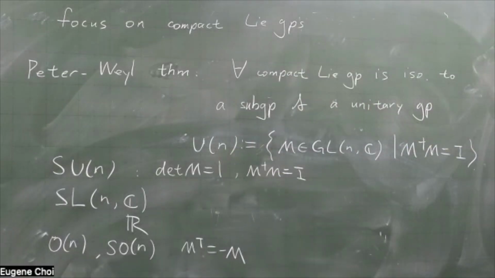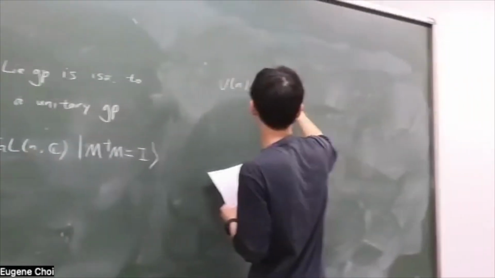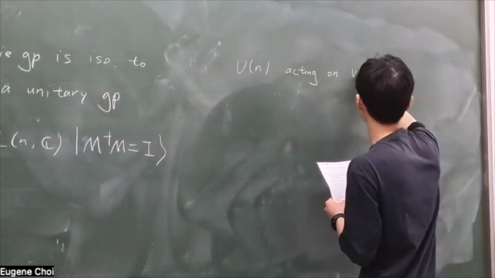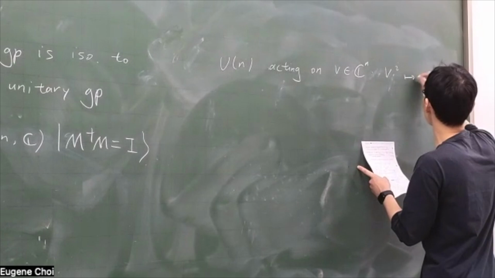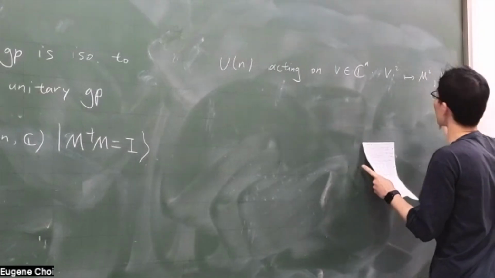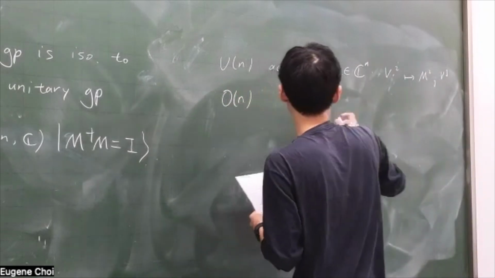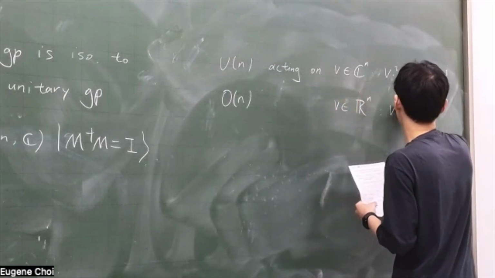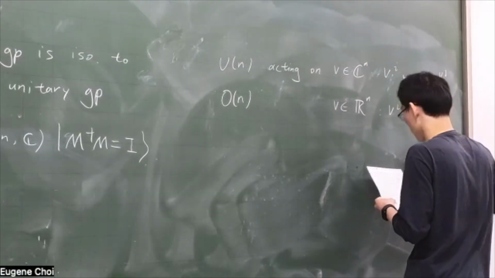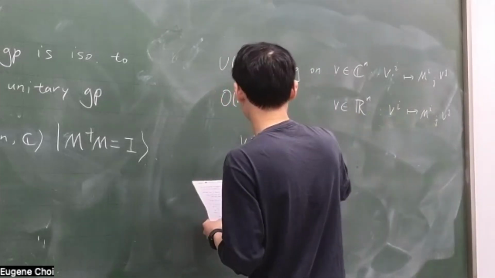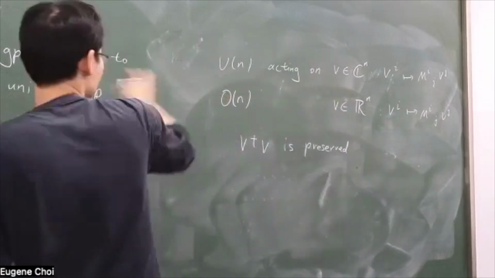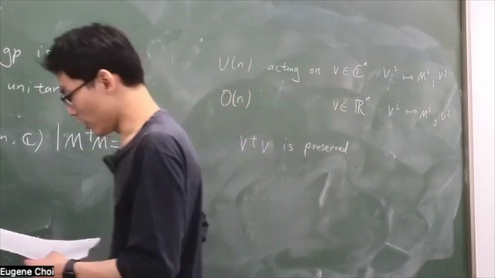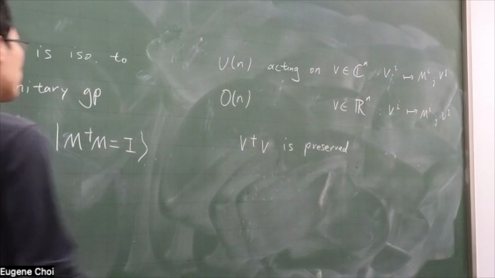So if we consider U_n acting on a vector in C^n with this action, so for each component V_i in this vector V, I just send it to M_ij V_j, and likewise I can also consider O_n acting on a vector in R^n again with this. Then one can check that the length of V is preserved. In other words, V remains the same after this action. Here again, dagger depends on whether it's C^n or R^n. It's just transpose when it's R^n. So it preserves the length of the vector.